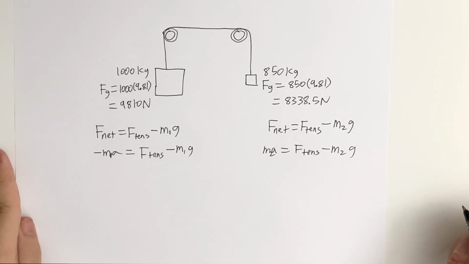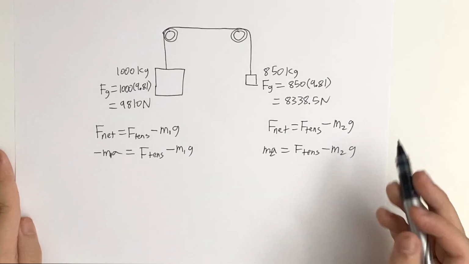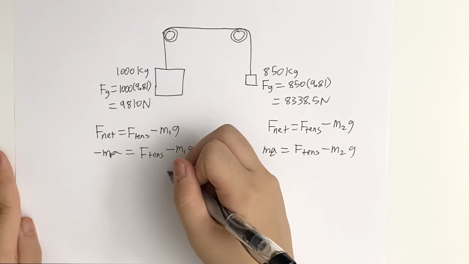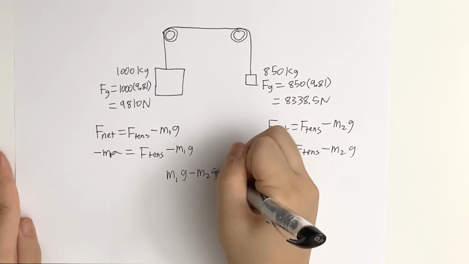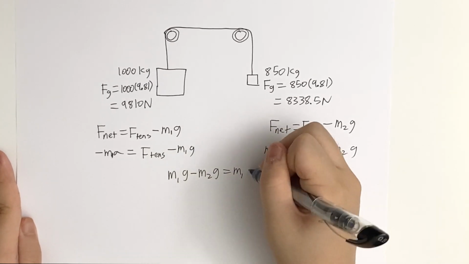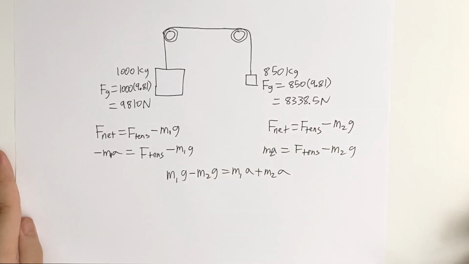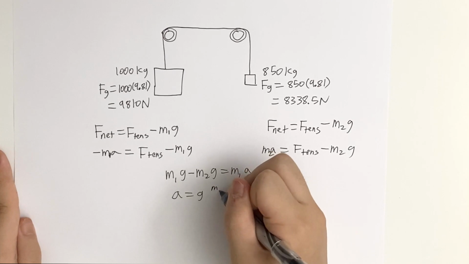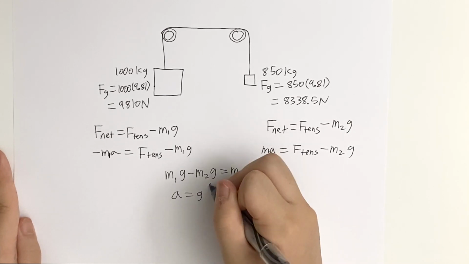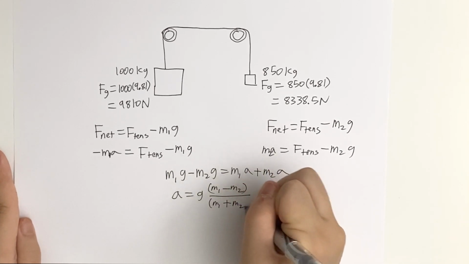So we can subtract this first equation from the second equation, and when we do that, we get the equation m1g minus m2g is equal to m1a plus m2a. Since we're looking for acceleration, we can rearrange the equation using algebra to get that a is equal to g times m1 minus m2 divided by m1 plus m2.